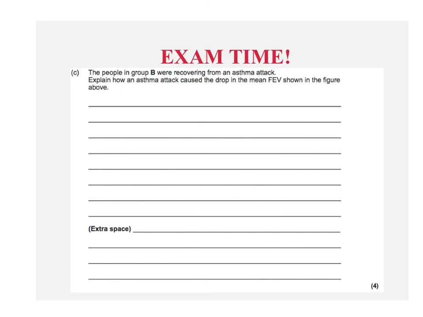And the final question, the people in Group B were recovering from an asthma attack. Explain how an asthma attack caused the drop in the mean FEV shown in the figure above. And you can go back, you can rewind the video if you want to, or look at the PowerPoint on OneNote to see the graph in a little bit more detail. So again, this is 4 marks. Pause and play again when you're ready.